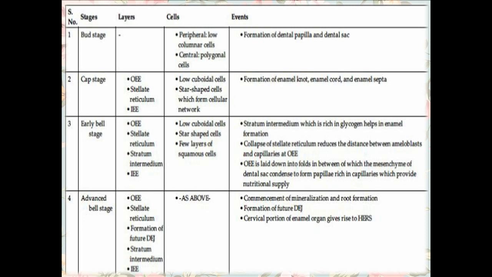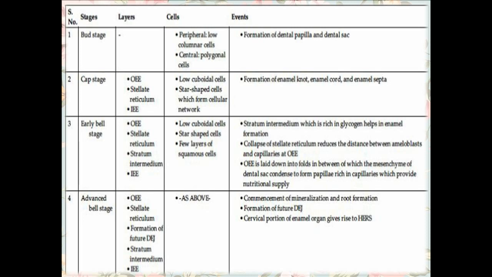Coming to the early bell stage, we see four different layers. That is, we see an addition: outer enamel epithelium, stellate reticulum, stratum intermedium, and inner enamel epithelium. Again, outer enamel epithelium is still low cuboidal in shape, stellate reticulum is star shaped, stratum intermedium forms a layer of squamous cells, and inner enamel epithelium is columnar cells.